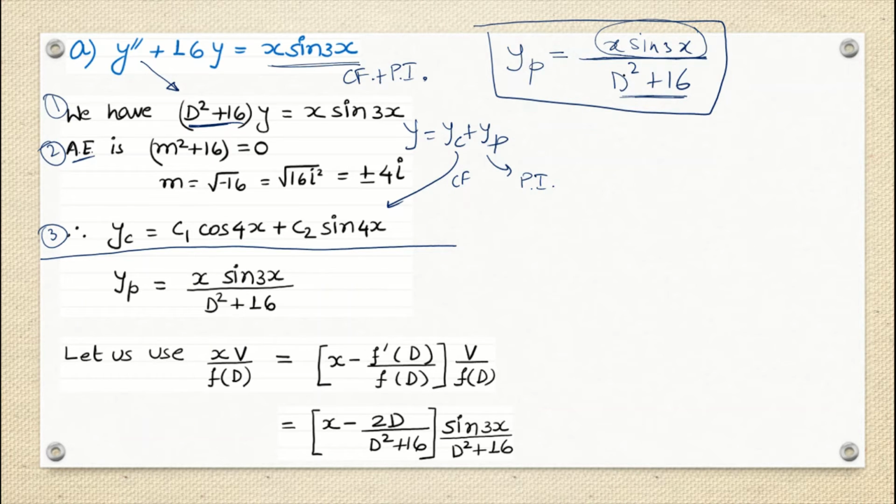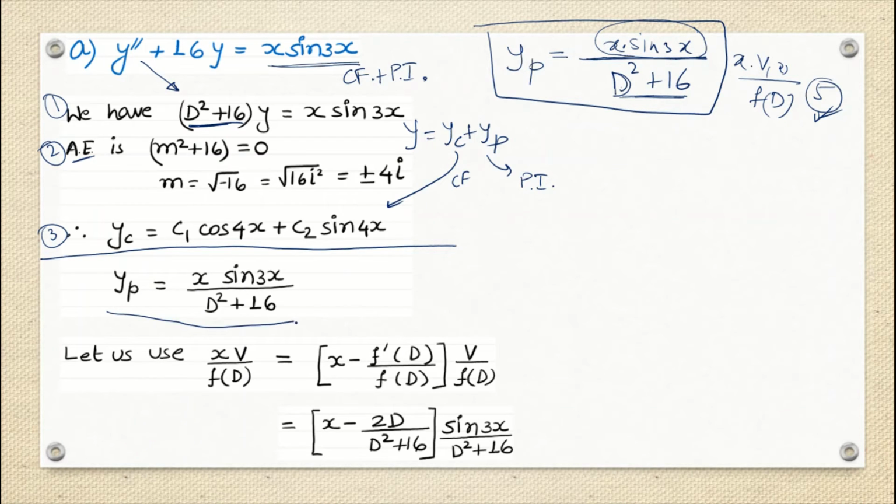So again, we have seen this thing, right? This is not my type 1, type 2, type 3, type 4. This is my type 5. Why type 5? Because this is x times V(x), V with respect to x, divided by f(D). So yes, this is my type 5. Now that I understand this is type 5, I have to start working on it. And I will know I have got the solution when my YP is free of D, in the numerator or in the denominator. That means we have written down YP.